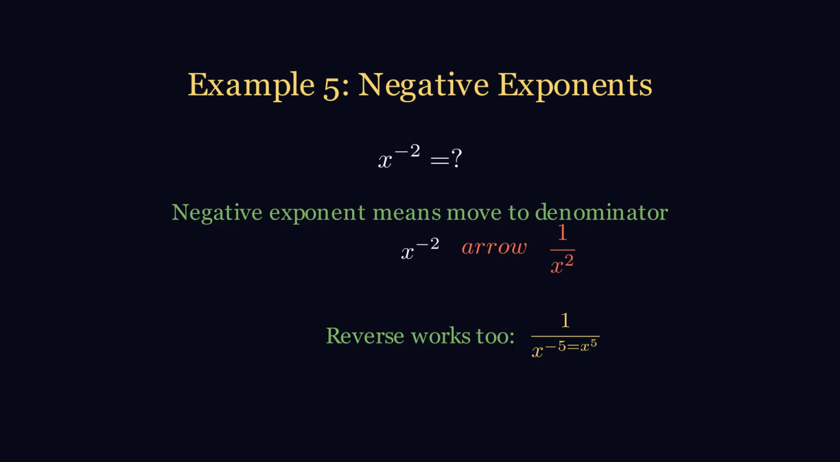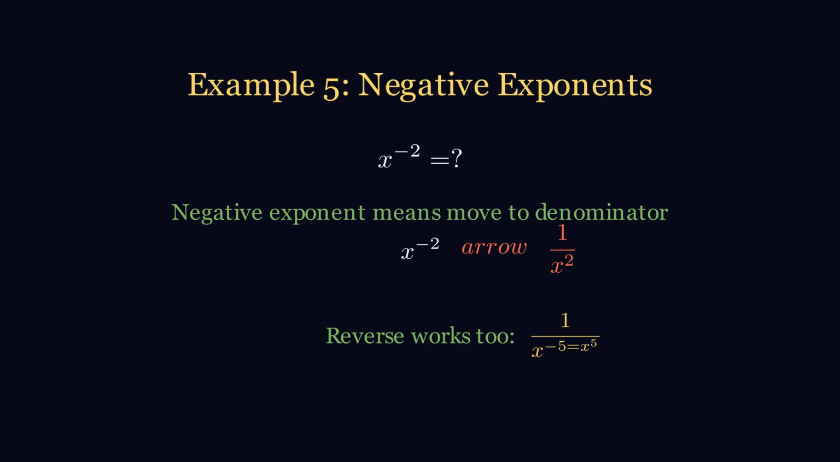The same principle works in reverse. If you have 1 divided by x to the negative 5, you can move the x variable to the numerator. The exponent changes from negative 5 to positive 5. So the result is x to the 5th power over 1, which simplifies to just x to the 5th power.